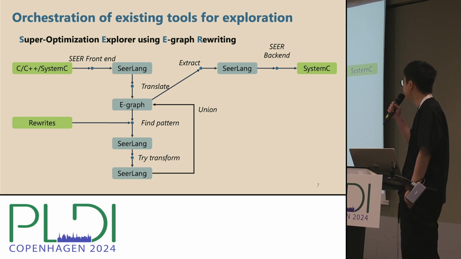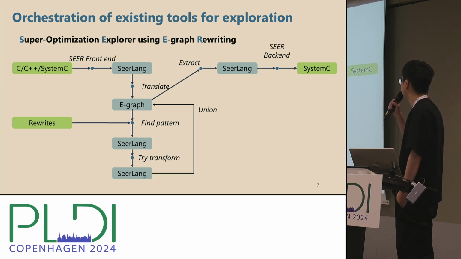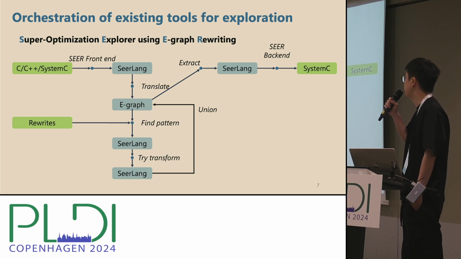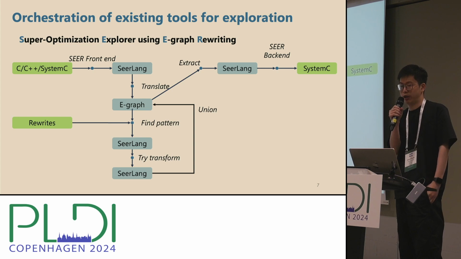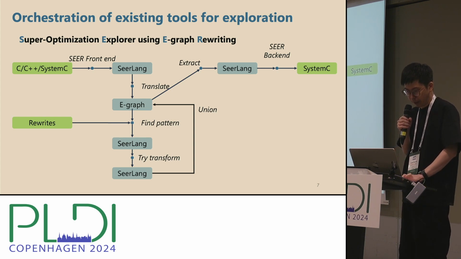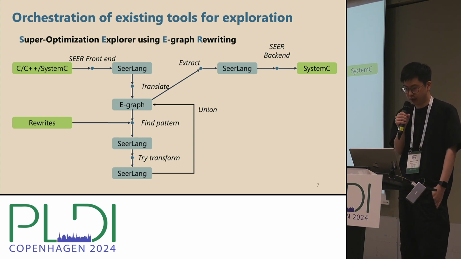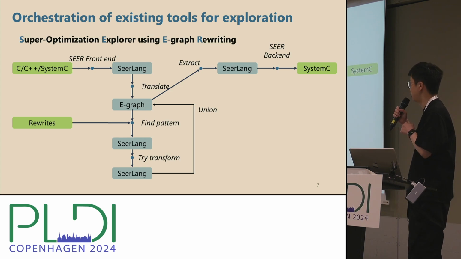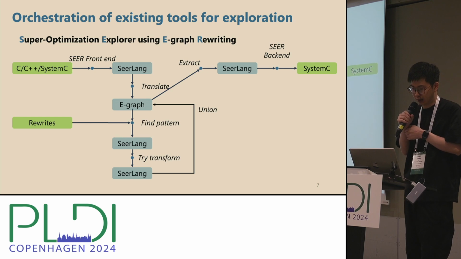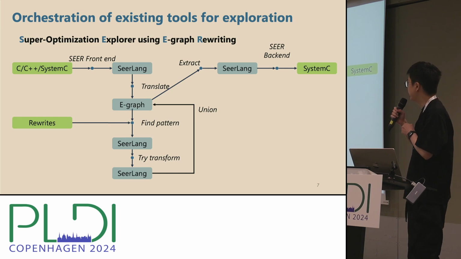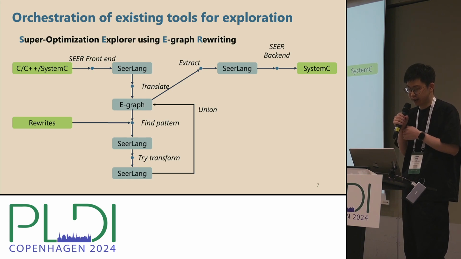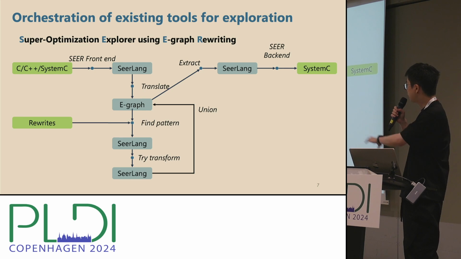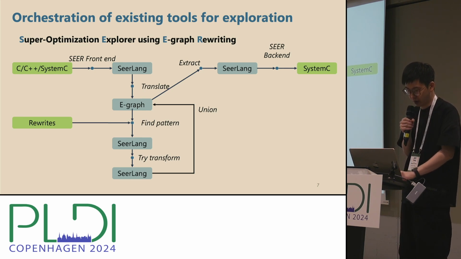So we propose SEER, and here is an overview of SEER. SEER stands for Super Optimization Explorer using eGraph rewriting. The first problem we had is that software programs and eGraph do not speak the same language. So here we implement our own intermediate representation named SEERLAN, to connect existing eGraph structures with software programs.